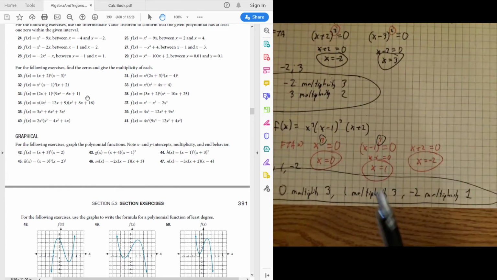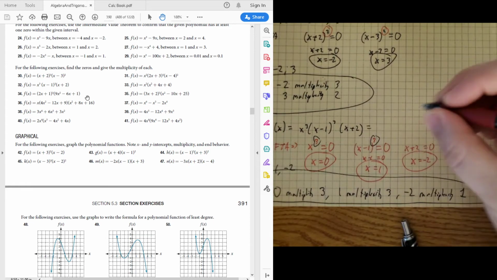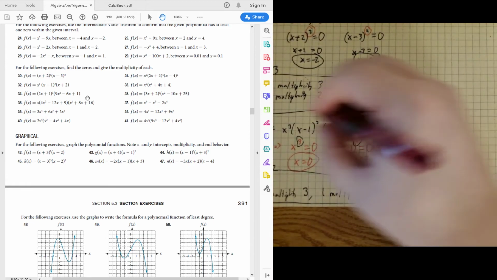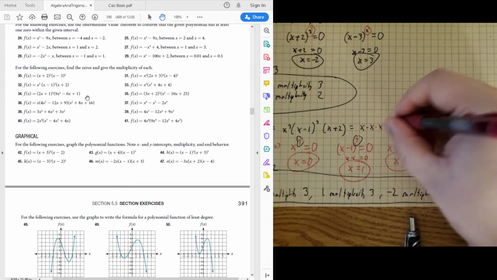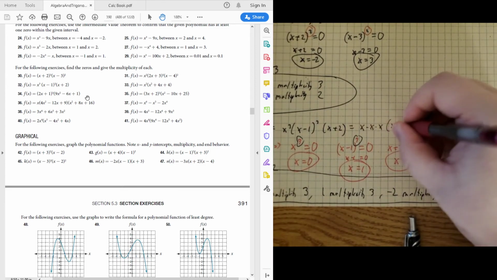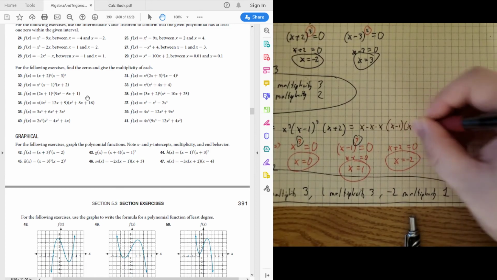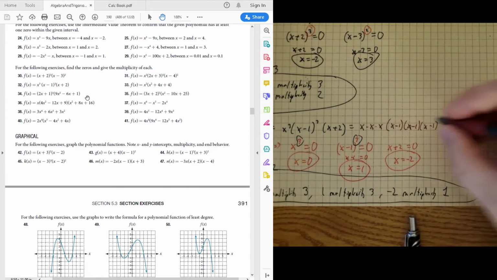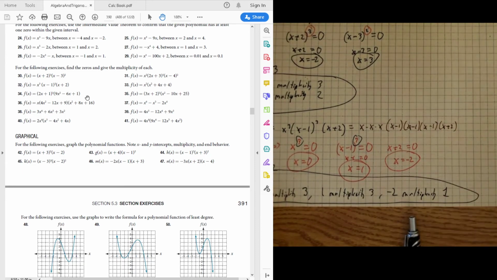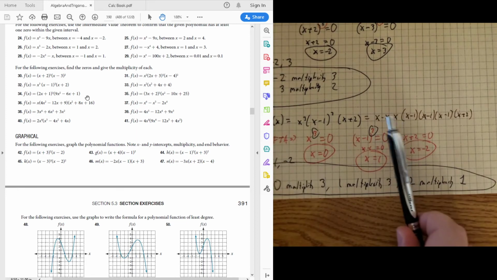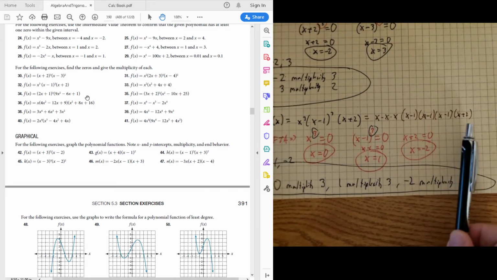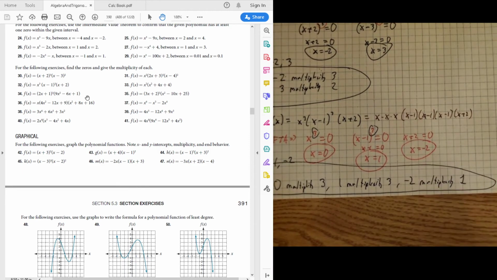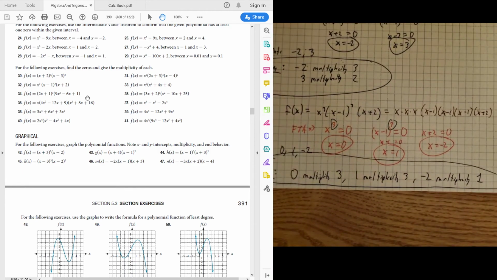Because again, this top equation could just as easily be written as x to the third means x times x times x. X minus 1 to the third means x minus 1 times x minus 1 times x minus 1. And x plus 2 means x plus 2 is all that's there. So 0 is an answer 1, 2, 3 times. 1 is an answer 1, 2, 3 times. Negative 2 is an answer once. It's how we read the problem.